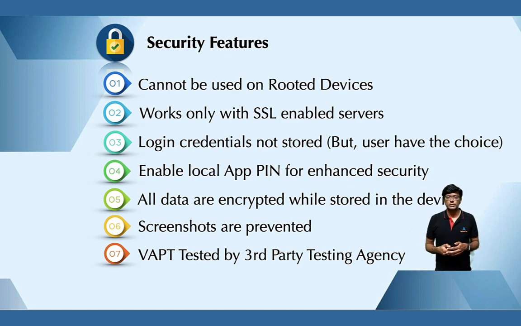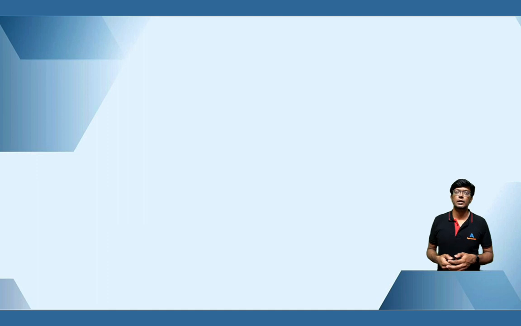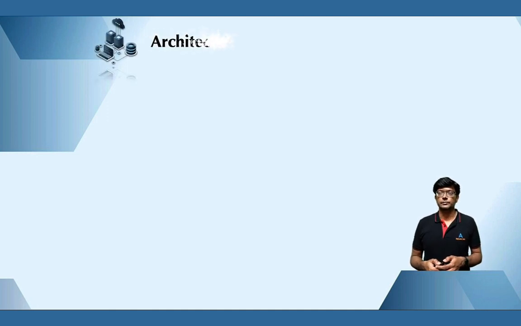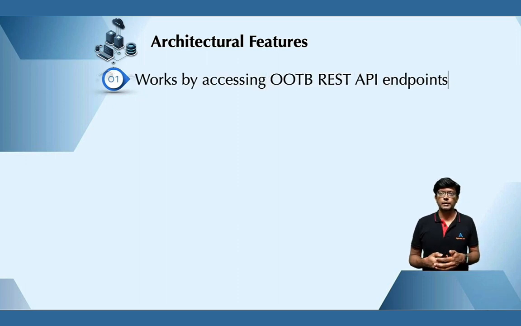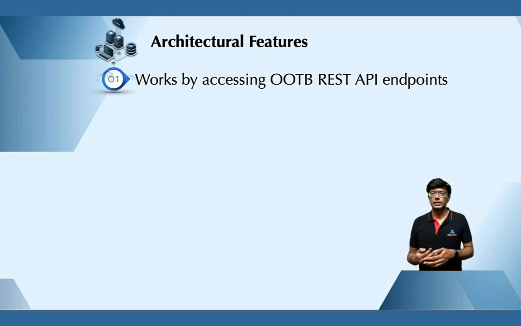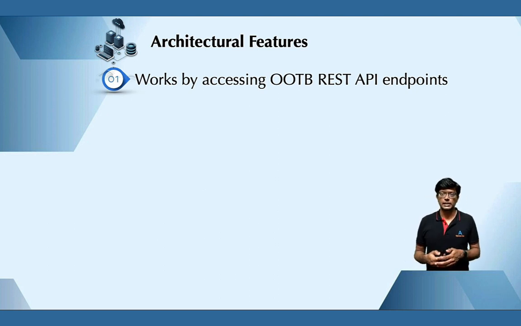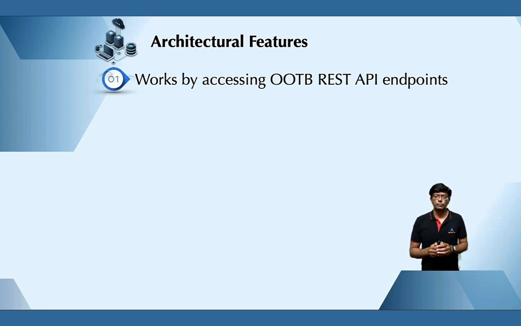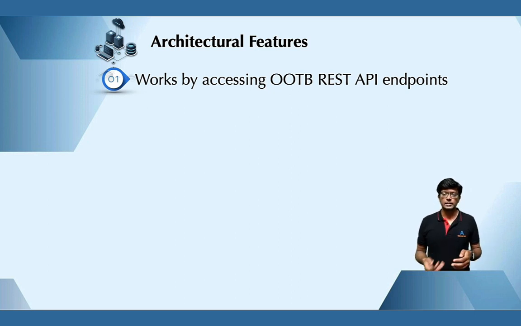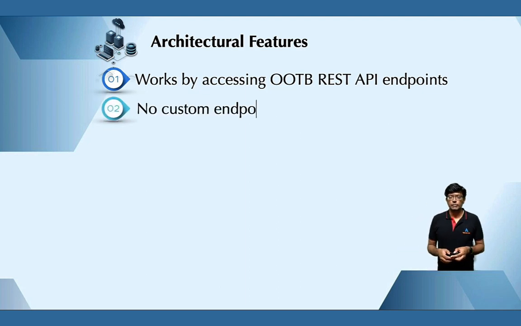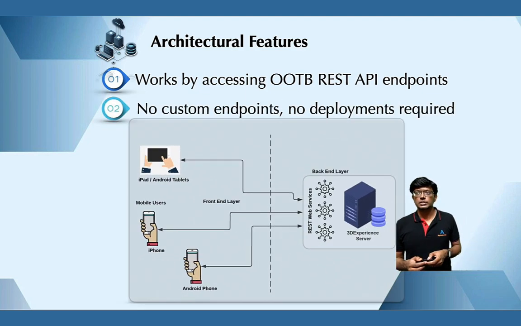Okay, so these are the security features. Coming to the architectural features: architecturally, we have developed this app completely with the out-of-the-box REST API endpoints. If you are familiar with the ENOVIA 3D space, it comes with out-of-the-box standard REST API endpoints. We use those standard endpoints to access the data in a very standard way. We don't do anything outside the standards of the ENOVIA REST API endpoints. There are no custom endpoints and no deployments required. This is one of the key features in the architecture.